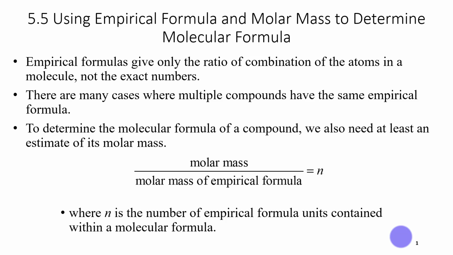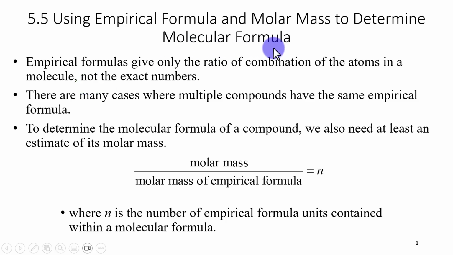In this last video of Chapter 5, we will use the relationship between empirical formula and its mass and the molar mass to determine the molecular formula for a compound. Now we talked about how empirical formulas give the ratio between atoms in the molecule, not really the full molecular formula. It's simplified, so the smallest ratio between the atoms.